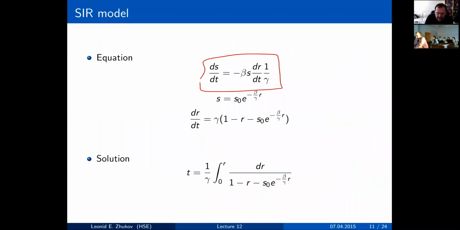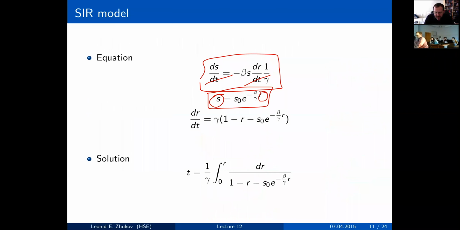Now, this allows us to get rid of time in the equation and get the sort of phase equation, or phase transition equation, that gives us a connection between the number of susceptible people and the number of recovered people. If you notice, in this equation there is no time. This is just a way to approach these equations. In fact, we will not be able to solve them completely. This is just a way to sort of simplify things.